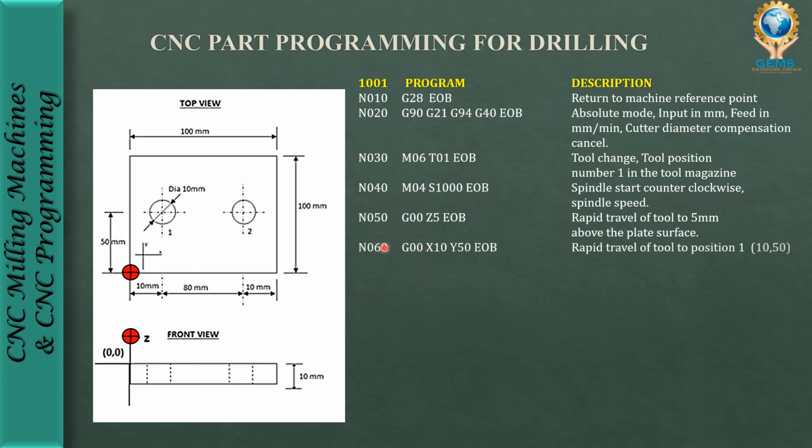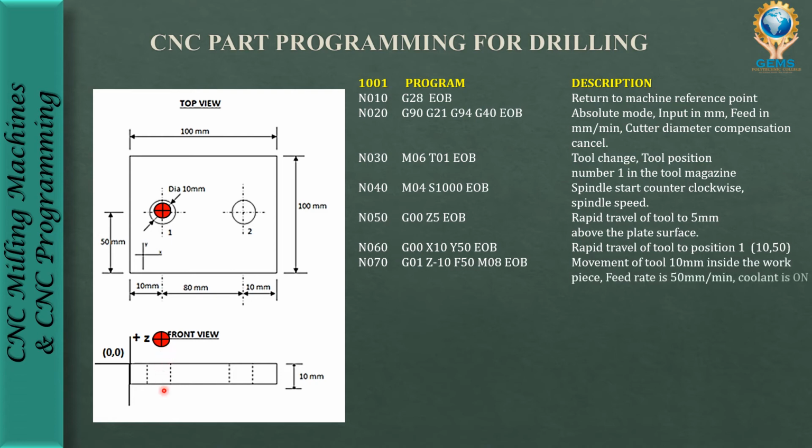Now I am informing the probe system to rapidly move to the position X10 and Y50, because X10 and Y50 is my first position where I need a drill. You can slowly watch here. The tool will move from here to here, X10 and Y50. This is a front view and this is a top view. The tool is the same, but I am representing both views. Next, now I need the drilling operation.